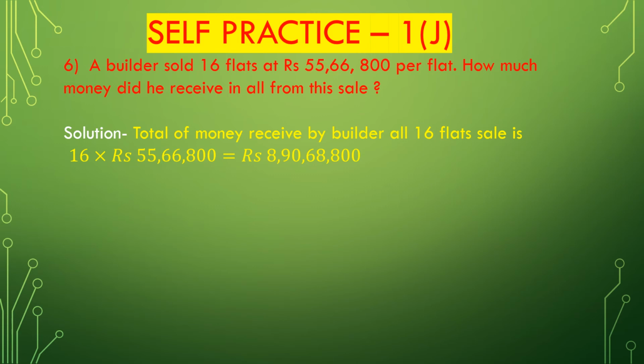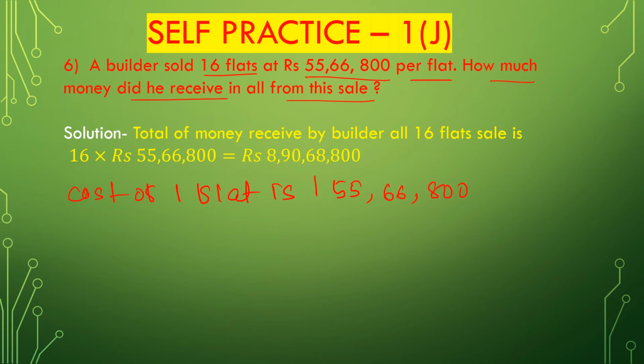Question number 6. A builder sold 16 flats at 55,66,800 rupees per flat. How much money did he receive in all from this sale? A builder sold 16 flats, one flat for 55,66,800 rupees. Cost of one flat is 55,66,800 rupees. The cost of 16 flats will be 55,66,800 multiplied with 16.